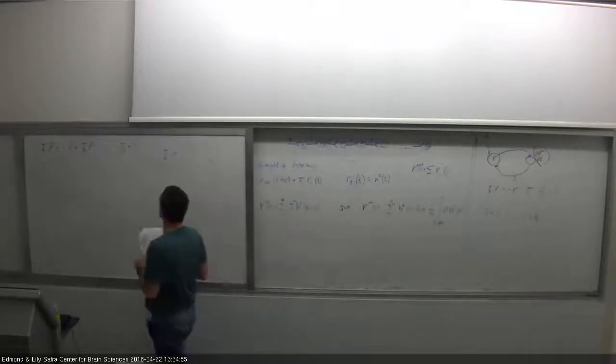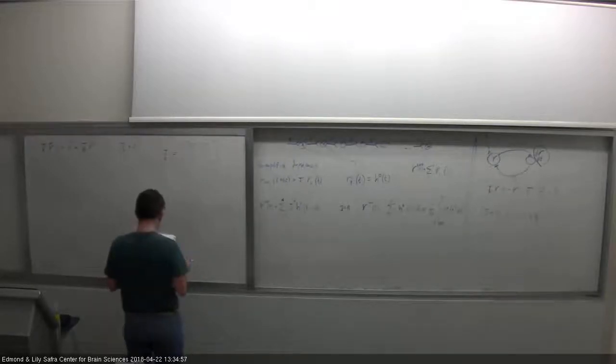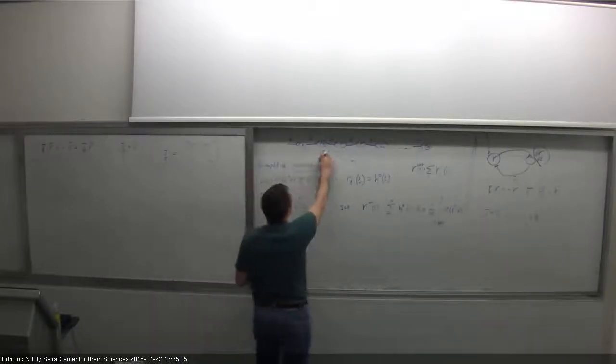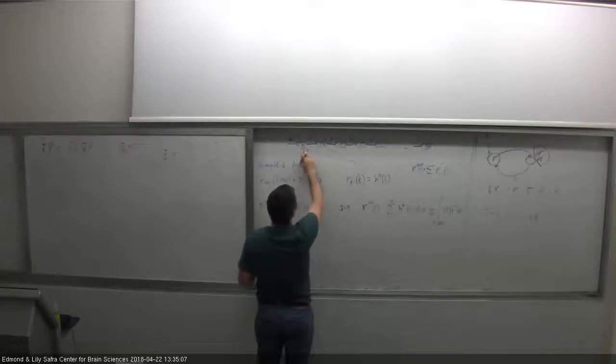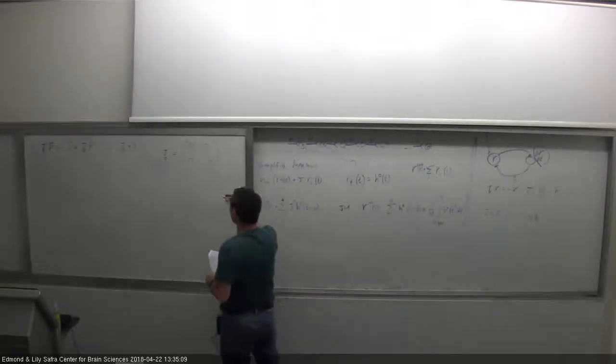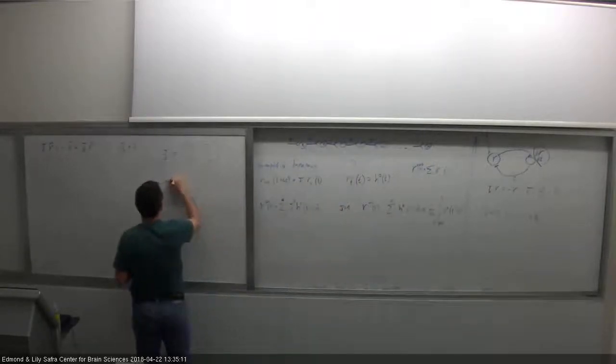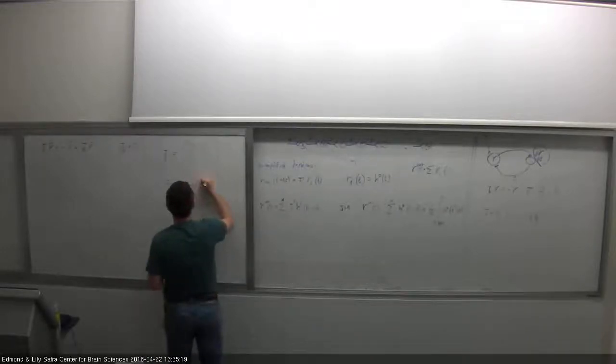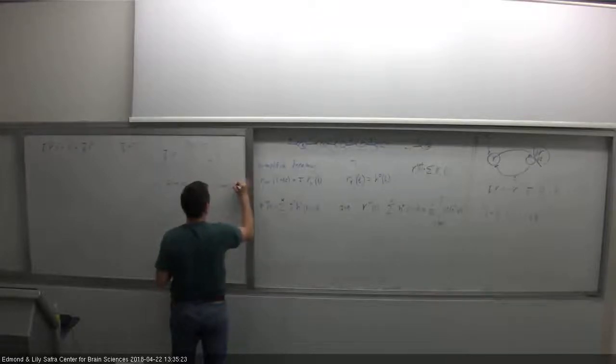For reasons of notation, I'm going to flip the labeling of the neurons. So the first neuron I'm going to denote by n, the second one by n minus 1, until neuron 1.